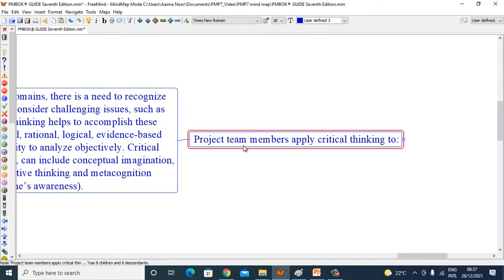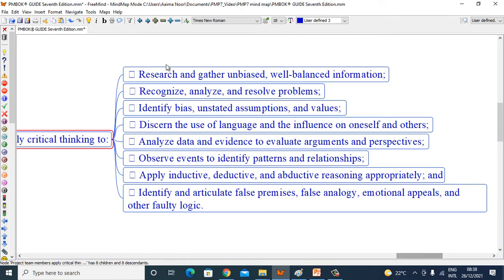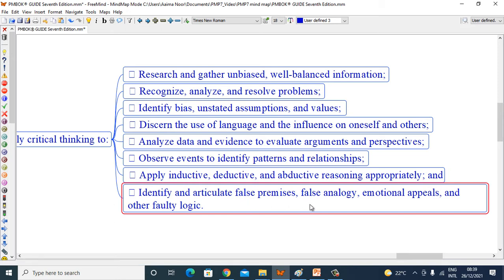Project team members apply critical thinking to research and gather unbiased, well-balanced information; recognize, analyze, and resolve problems; identify bias, unstated assumptions, and values; discern the use of language and the influences on oneself and others; analyze data and evidence to evaluate arguments and perspectives; observe events to identify patterns and relationships; apply inductive, deductive, and abductive reasoning appropriately; and identify and articulate false premises, false analogies, emotional appeals, and other faulty logic.